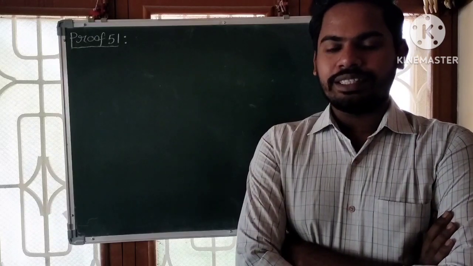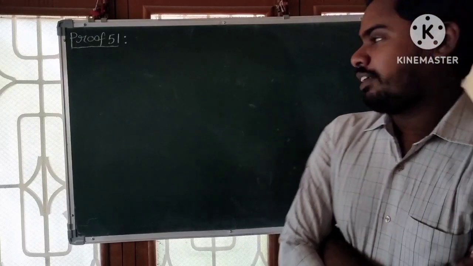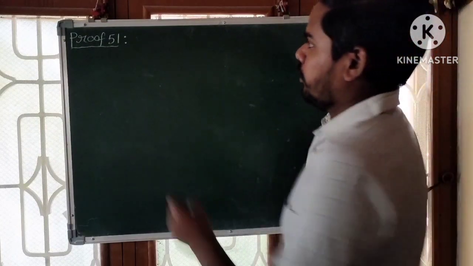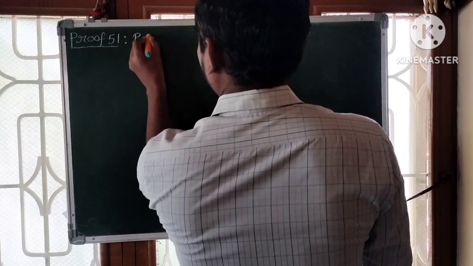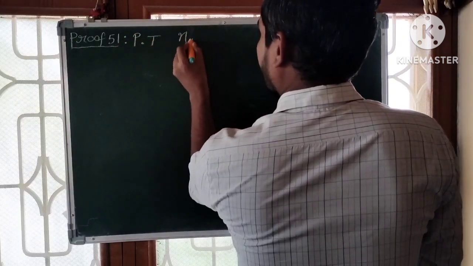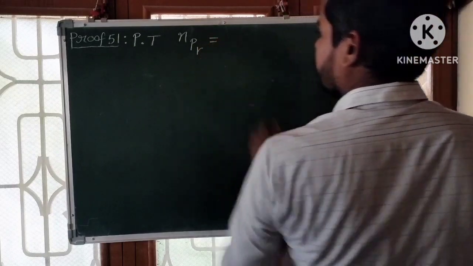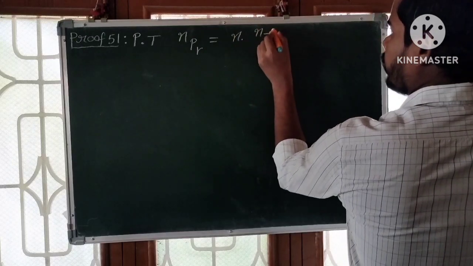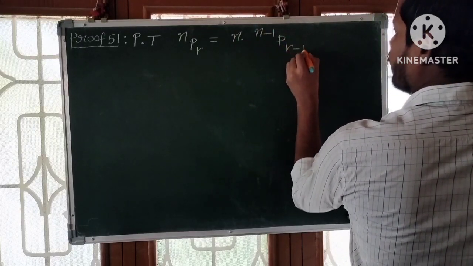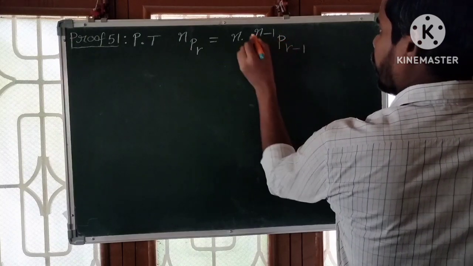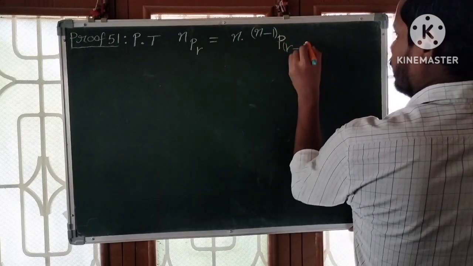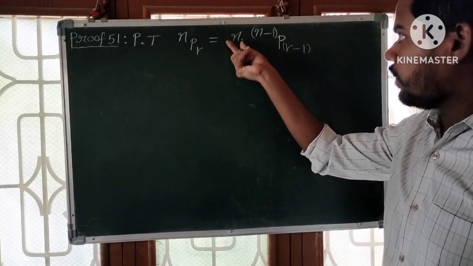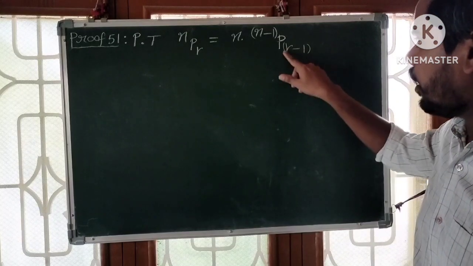Hi everyone, next proof number 51. So the concept is permutations and combinations. Prove that nPr is equal to n into n minus 1 p r minus 1. So prove that nPr is equal to n into n minus 1 p r minus 1.